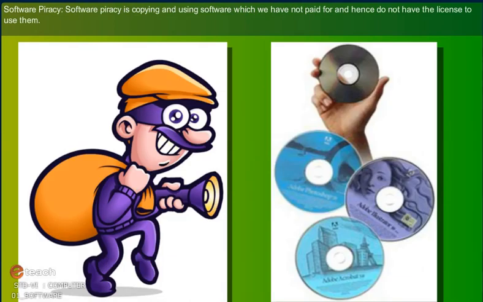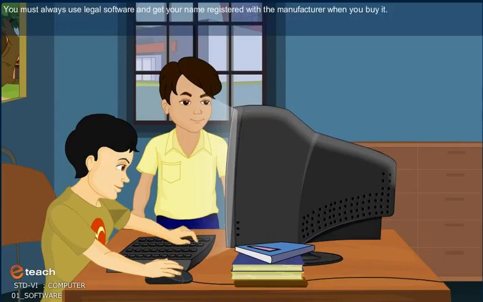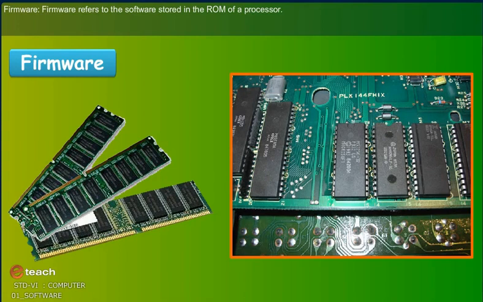Software piracy. Software piracy is copying and using software which we have not paid for and hence do not have the license to use. Software piracy is an illegal activity and punishable by law. You must always use legal software and get your name registered with the manufacturer when you buy it.